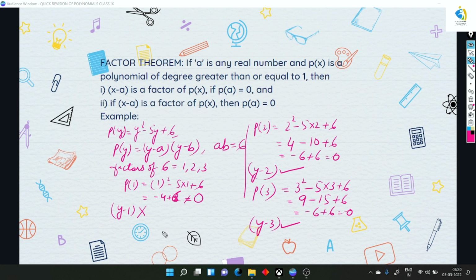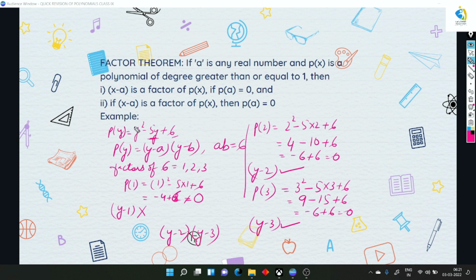So the conclusion will be what? The factors of P of y will be y minus 2 and y minus 3. So we don't have to go again for that middle term splitting. I hope you people know what middle term splitting is. Okay, so you don't have to go for this.